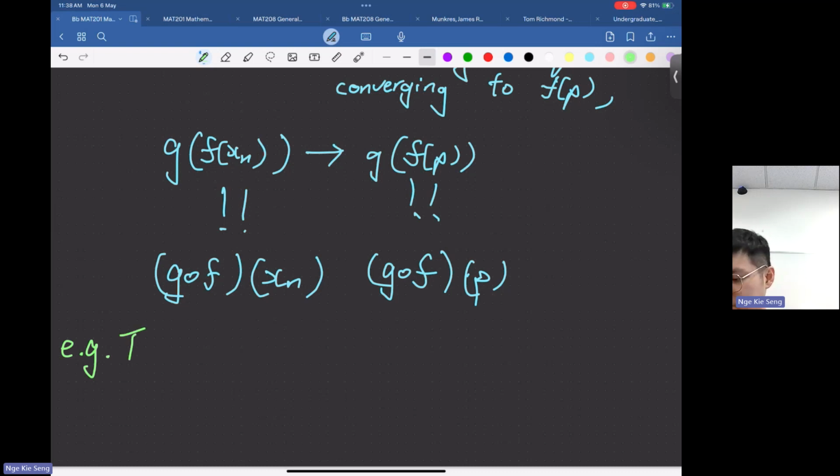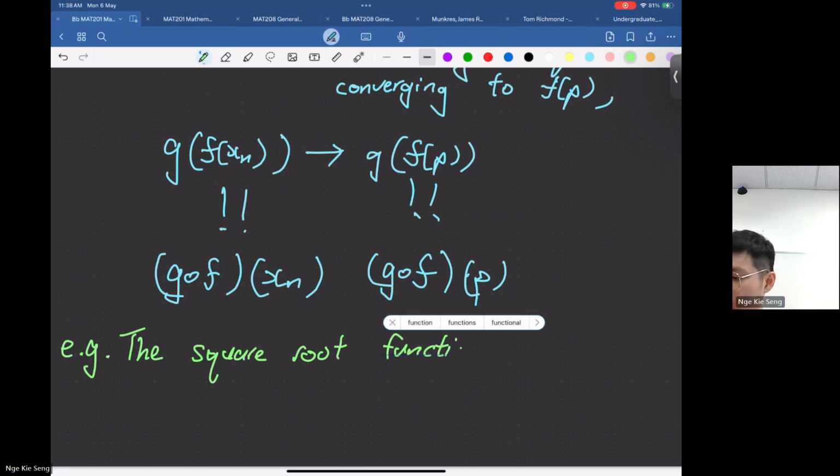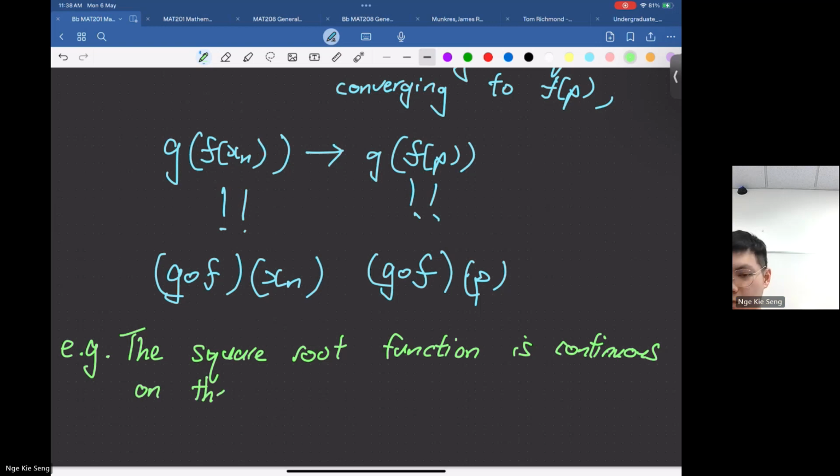The square root function is continuous also. Okay, the square root function is continuous. On what set here? Where is the square root function defined? On the interval from 0 to infinity, including 0.